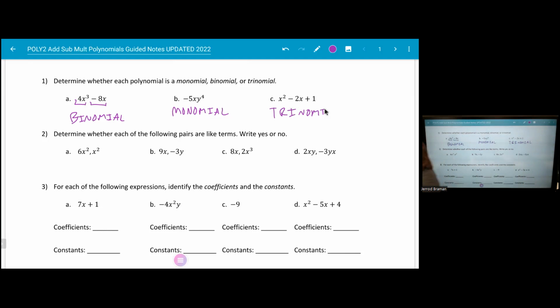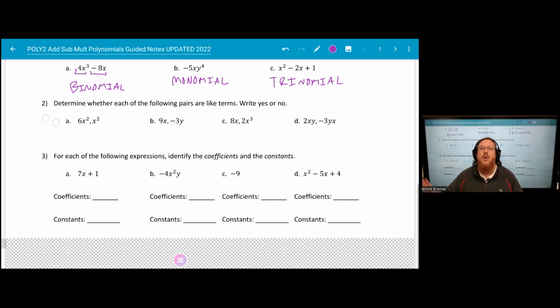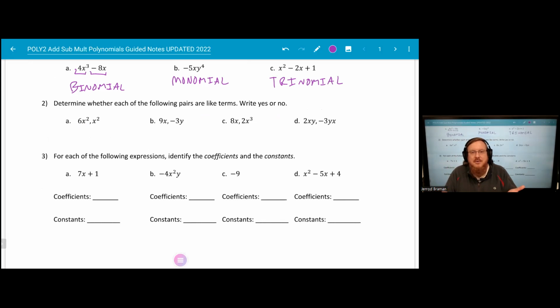All right, for number 2, it says determine whether each of the following pairs are like terms. In other words, could you add or subtract them? I'm going to do A and B, then I want you to do C and D. A says I've got 6x squared and x squared, or 1x squared. Could I add or subtract those? Could I combine those? Absolutely, I could. They have the same variable and the same exponent with that variable. Yes, I absolutely could.